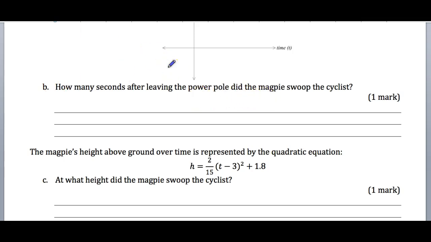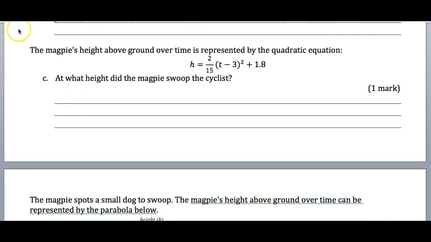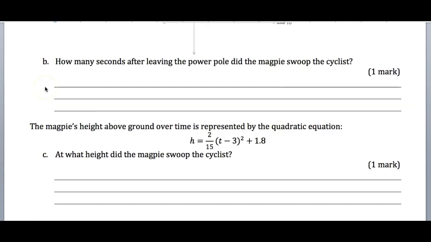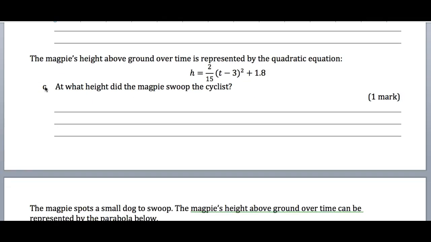So we did that before, halfway between 0 and 6 seconds, 3 seconds. The magpie's height above ground over time is represented by the quadratic equation. At what height did the magpie swoop the cyclist? So we know it happened at t equals 3. So we just have to calculate this.